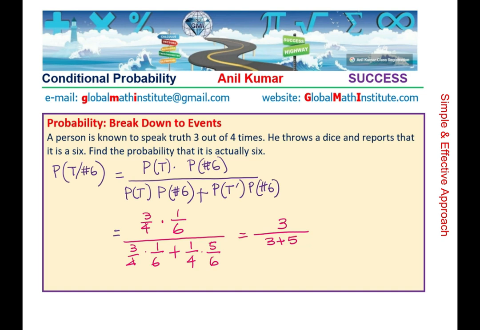Is that clear, right? So that gives you 3 out of 8 as the probability that he's speaking truth when he says that it is a 6. You get the whole idea, right? So that is how we are going to answer this particular question. I hope the concept is absolutely clear.